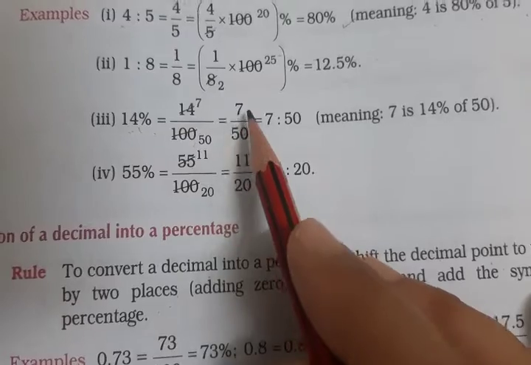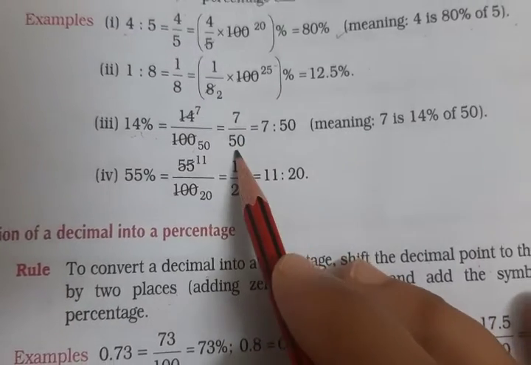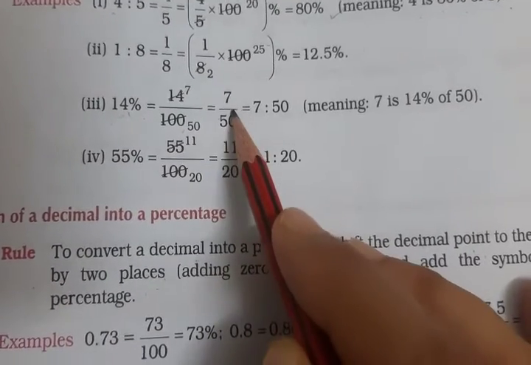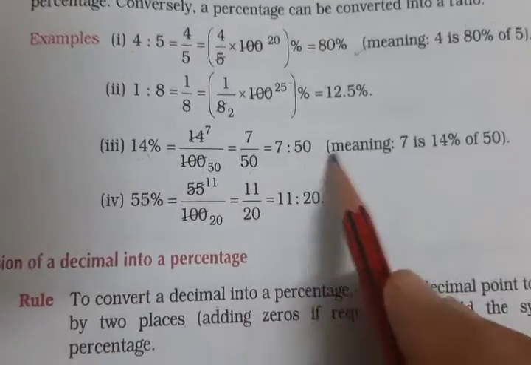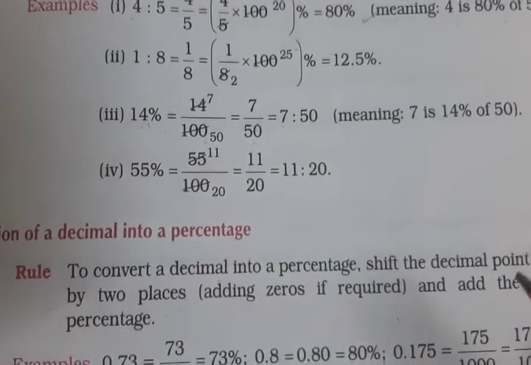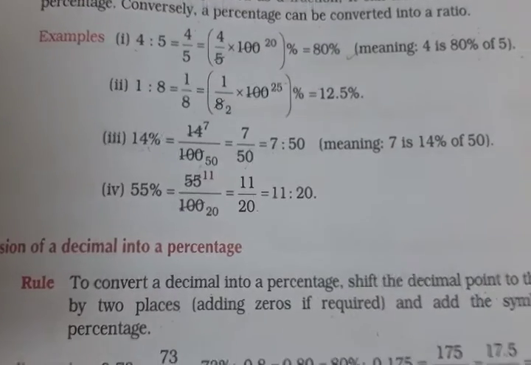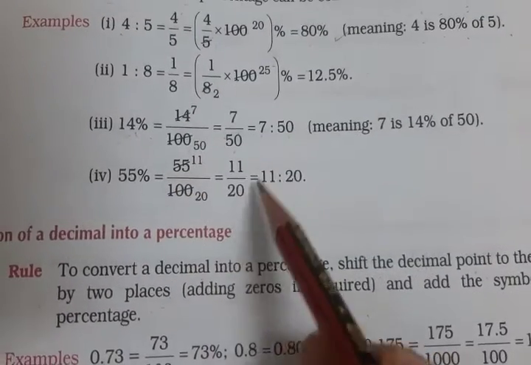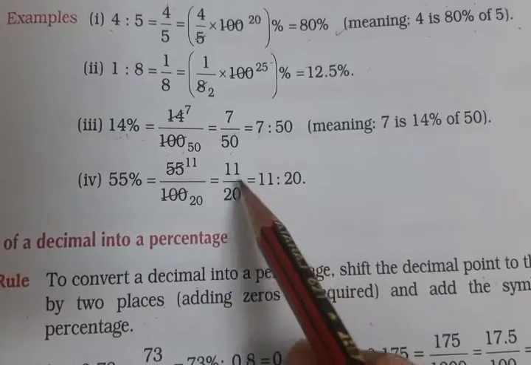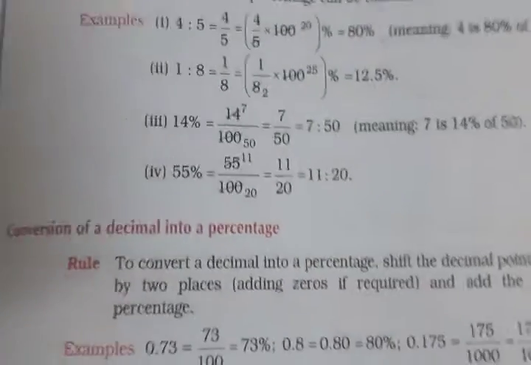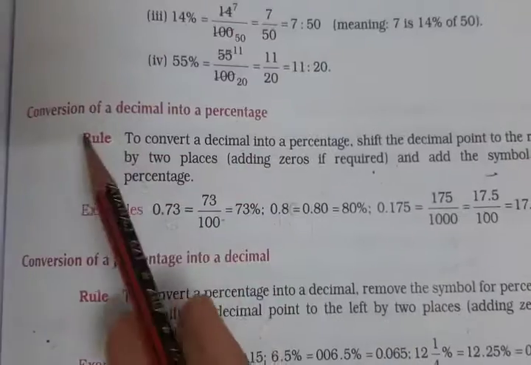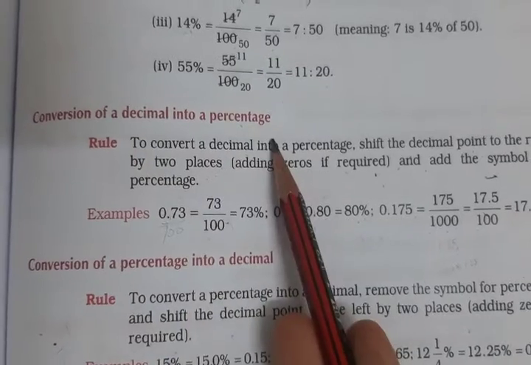Again we will cut, but what we will get, 7/50. How we will write this fraction in a ratio? 7/50. Understand? Now 55%, 55/100. Again cut, 11/20 we will get. Then how we will write 11/20? 11/20. Understand? Convert decimal into percentage.